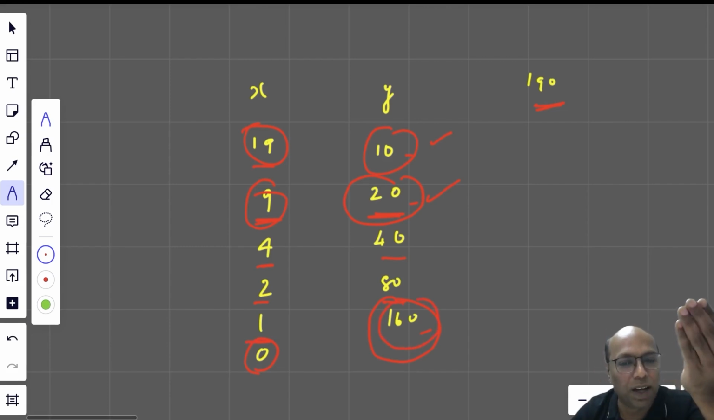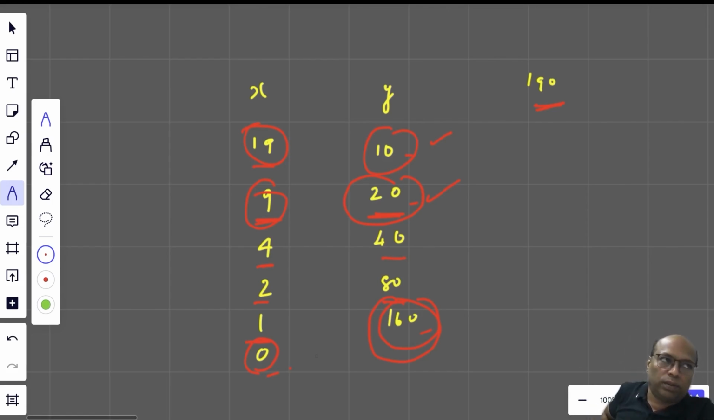What is already in my mind? 10 plus 20 is what? 30. 30 plus 160 is what? 190. Divided by 2, x became what? 0. Got it? Pause the video. Write the code.